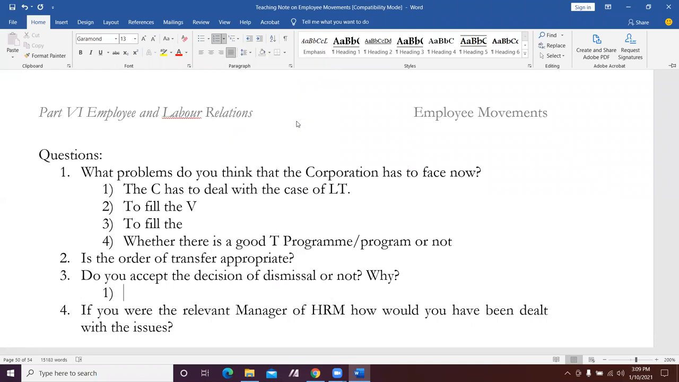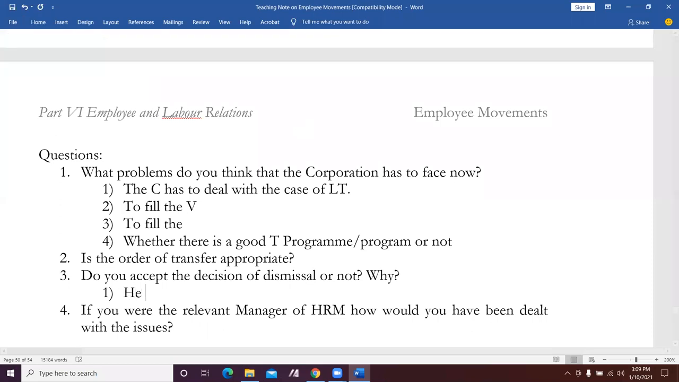Okay, right. One reason: he engaged in malingering. What is this? Malingering means genuinely you are not ill, but you pretend that you are ill in order to avoid a legal order or managerial order. That is very bad. Your illness is fake. Malingering means that genuinely you are not sick.